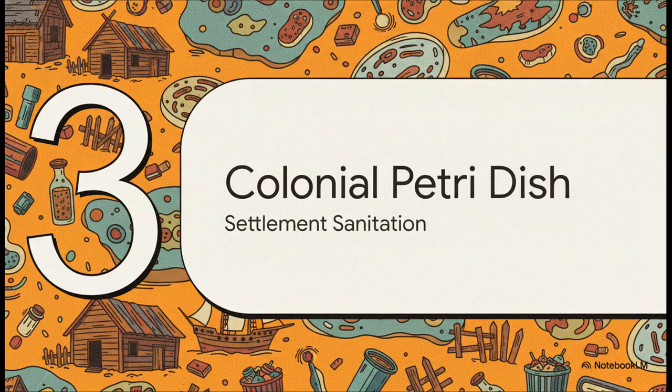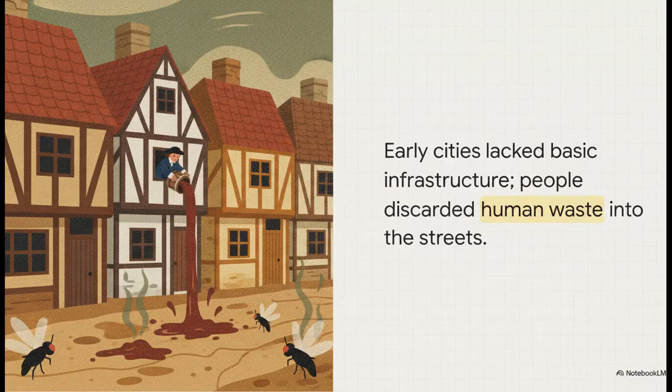Section 3, the colonial petri dish. So, the settlers disembark into what we always picture as this pristine, untouched wilderness, right? Well, actually, they had zero infrastructure waiting for them, and honestly, zero knowledge of proper sanitation. Early colonial cities were unbelievably filthy. People literally discarded their human waste directly into the dirt streets.